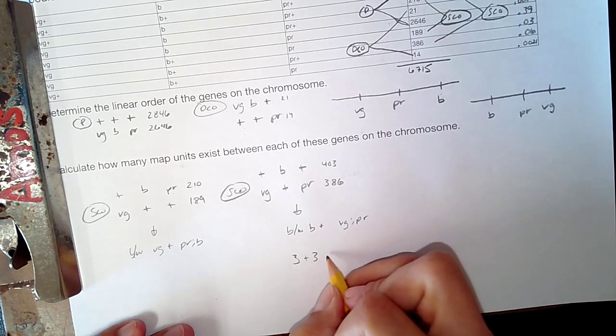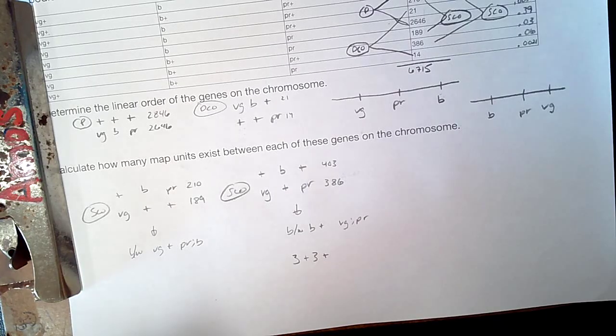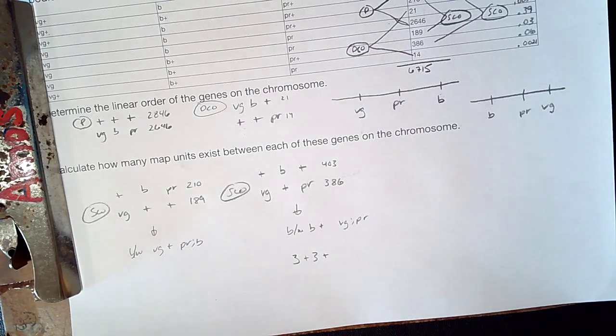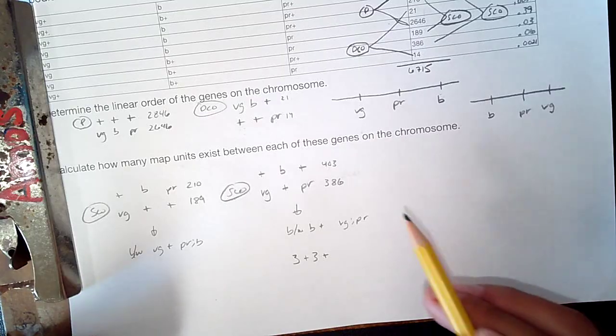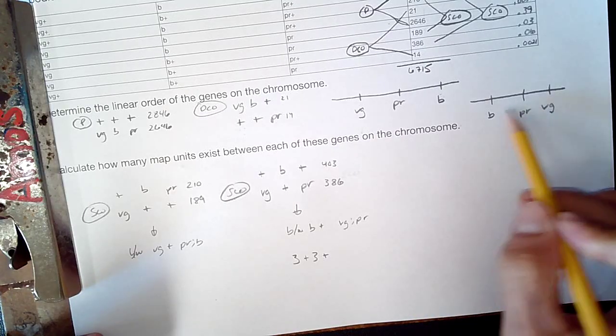Okay. Now I'm going to add up my double crossover events. You have to include the double crossovers because even though a double crossover means that more than just that one part crossed over, it still is a crossover event that involves this gap in between VG and the rest of the chromosome.